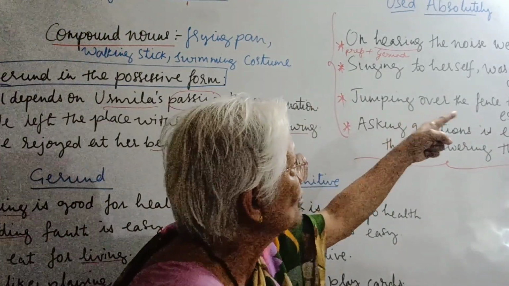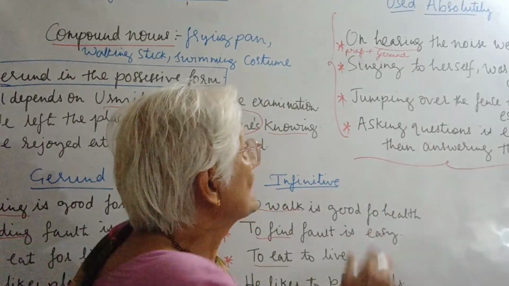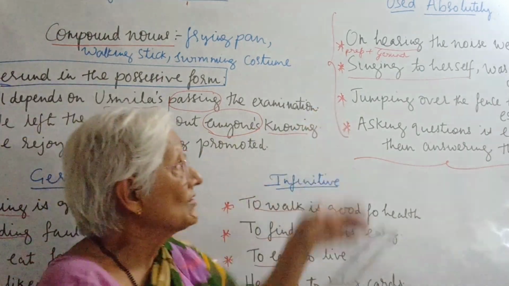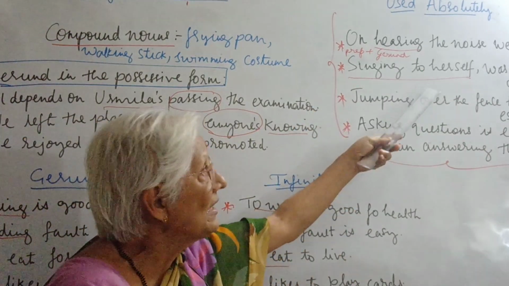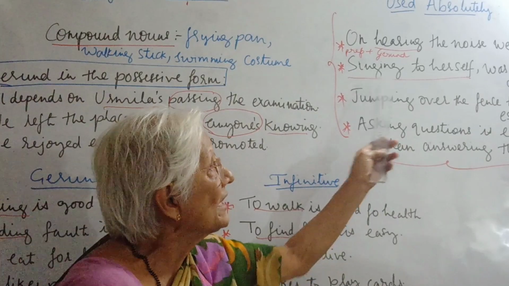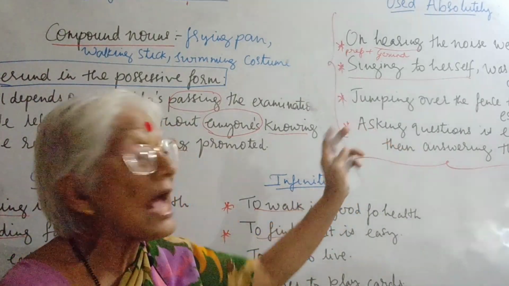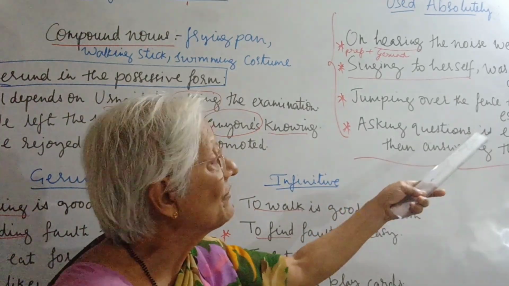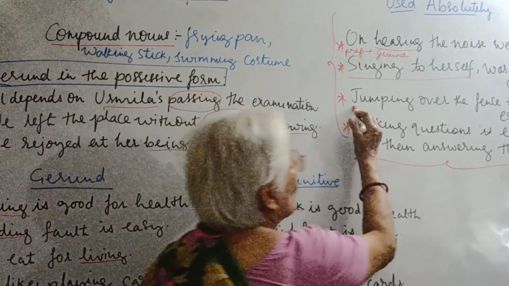Singing to herself was her chief delight. Now, singing to herself. Here you have the gerund, the preposition, and the pronoun. So singing to herself is a phrase which is used absolutely. Was her chief delight. Jumping over the fence, the thief escaped. So jumping over.